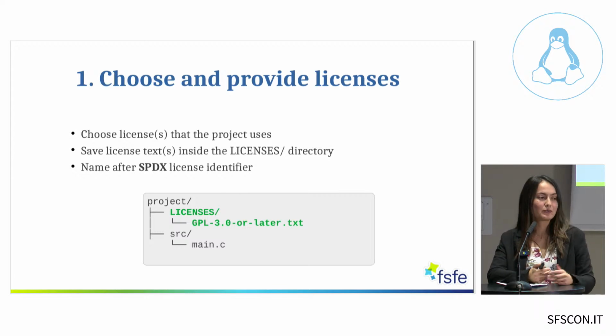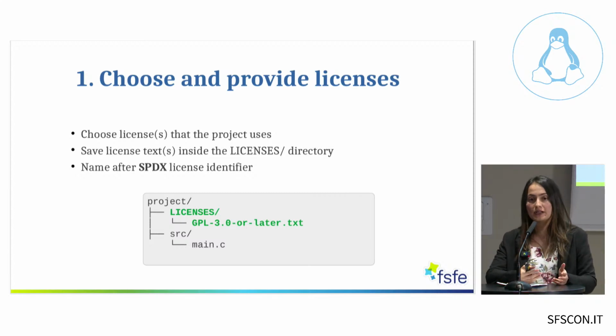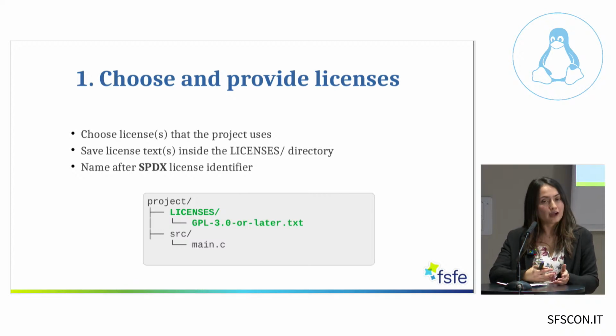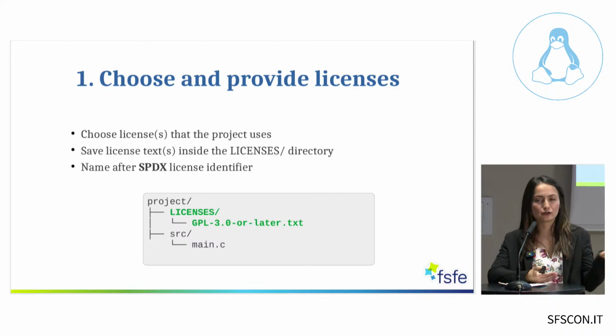So the first one, we're going to choose and provide the licenses. Once you have decided which license you're going to use for your project, you're going to store the text of this license in a text file that you're going to save under a directory that we're going to call LICENSES. This is actually one of the first features of REUSE. We are going to have a dedicated directory where you're going to find all the licenses used in the project. And we're going to name this text file after the SPDX license identifier tag. Again, we're trying to stick to existing best practices. And for those that don't know, SPDX is a project that is trying to standardize the way this legal information is displayed.